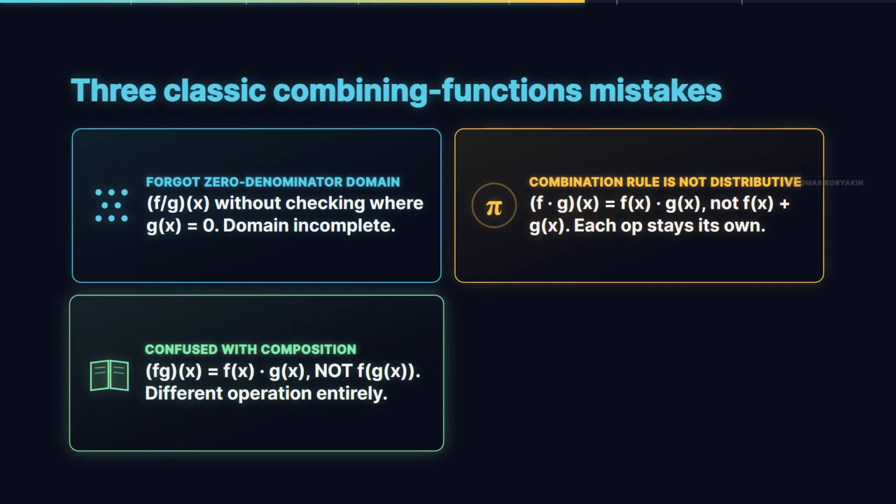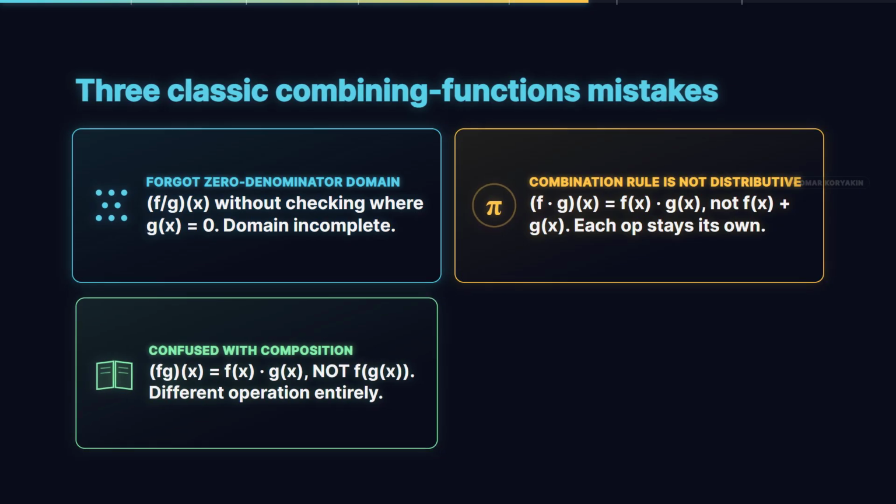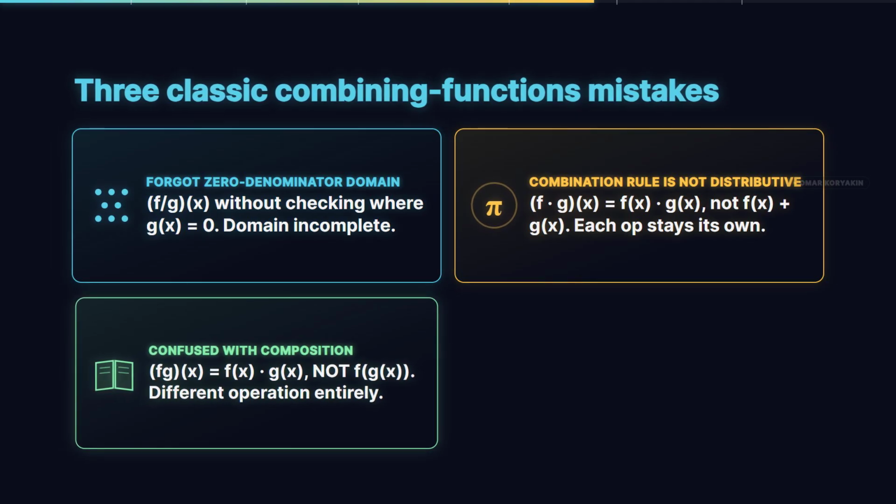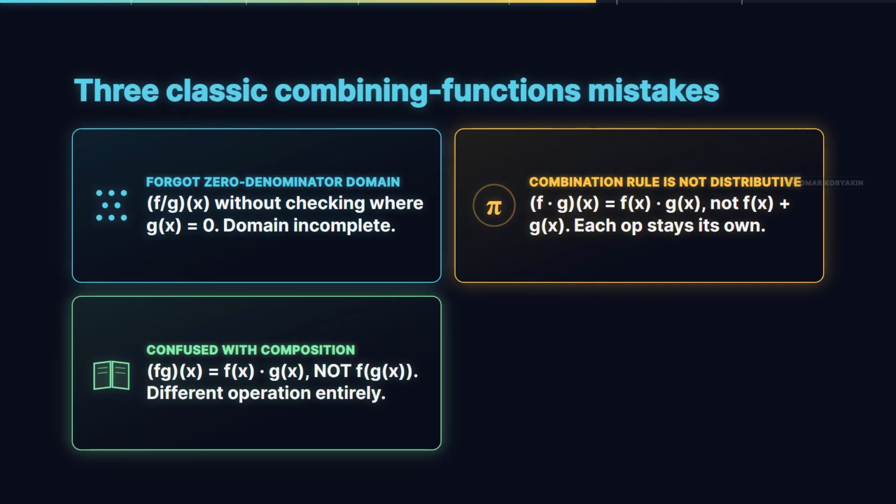Third mistake: confusing function multiplication with function composition. A student looking at fg of x interprets the notation as f composed with g, so f of g of x, when the correct interpretation is f of x times g of x.